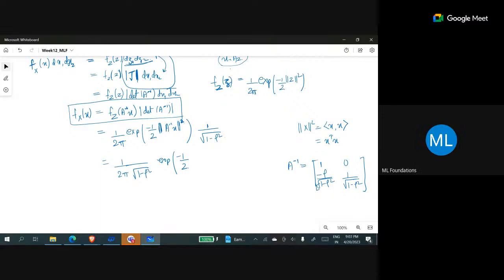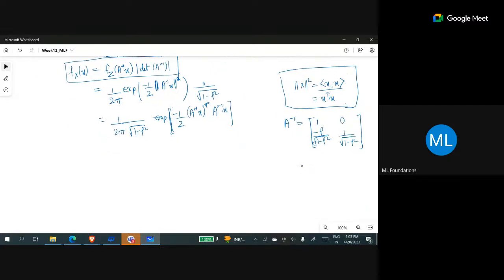Now you know that for any vector x, the square of the norm is nothing but the inner product of x with x, which is just the dot product, x transpose x. So the same thing you will do over here. What will this A inverse x become? It will become A inverse x transpose times A inverse x. So just solve it. You will get 1 upon 2 pi under root of 1 minus rho square e to the power minus 1 by 2 times x transpose, A inverse transpose, A inverse x.